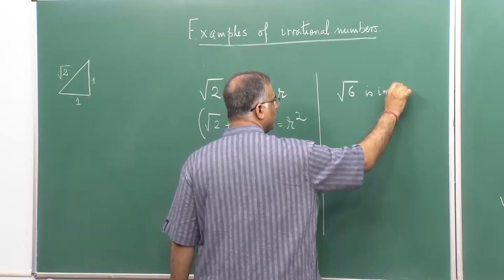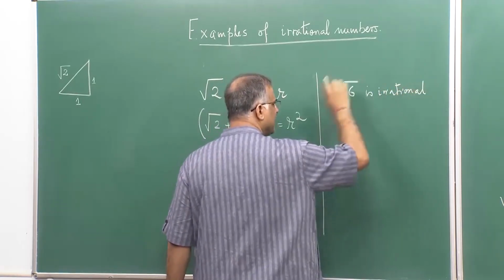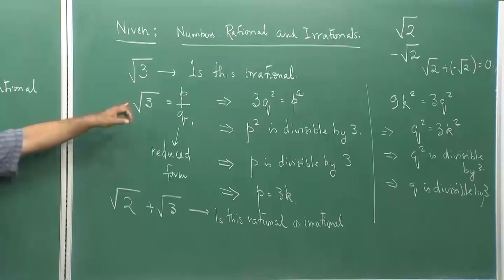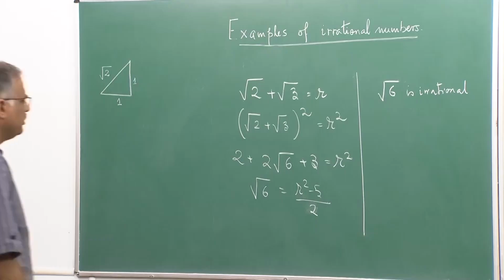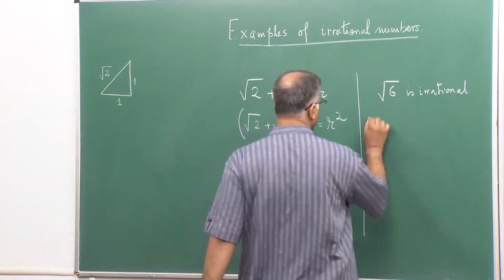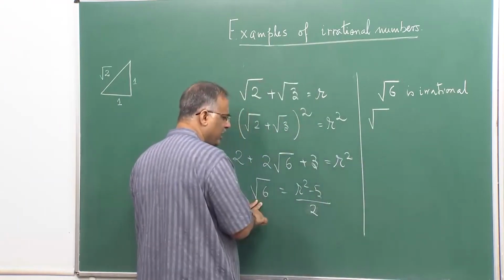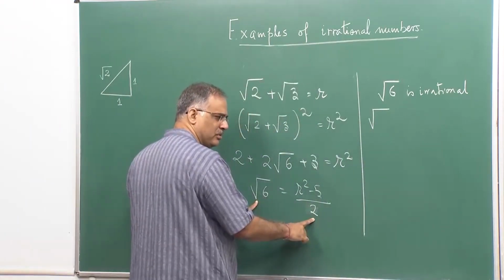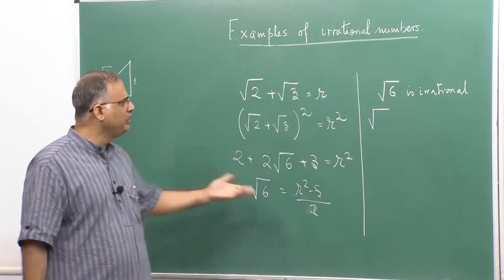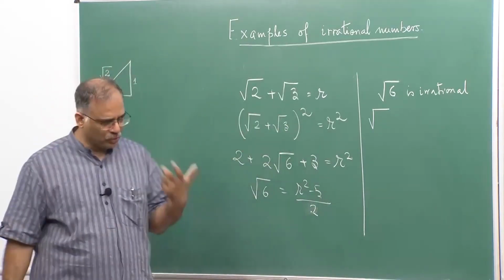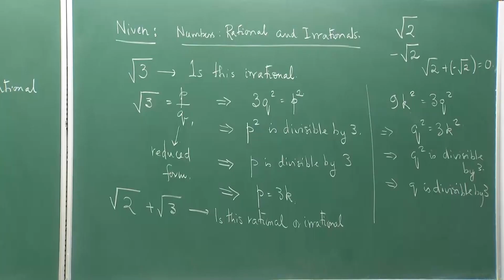When you are proving just a single quantity, then you have to go with this p by q method, with p by q in the reduced form. Just for your practice, we will do this example. Because if you prove that root 6 is irrational, then this is a meaningless equation, right? A rational cannot be equal to irrational. So you will immediately conclude that root 2 plus root 3 is not rational.